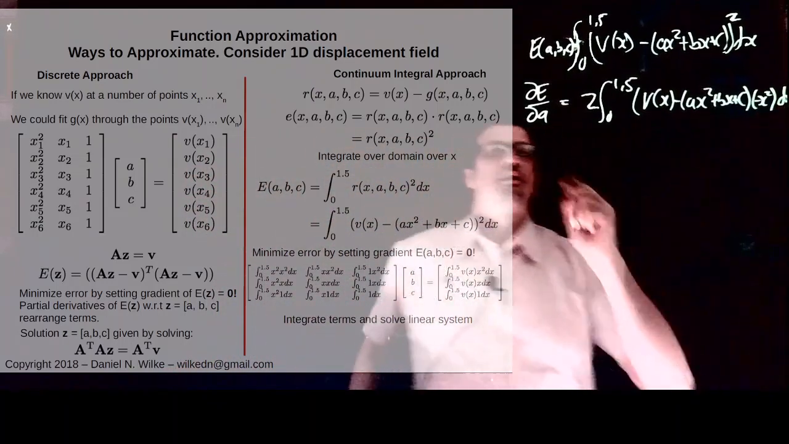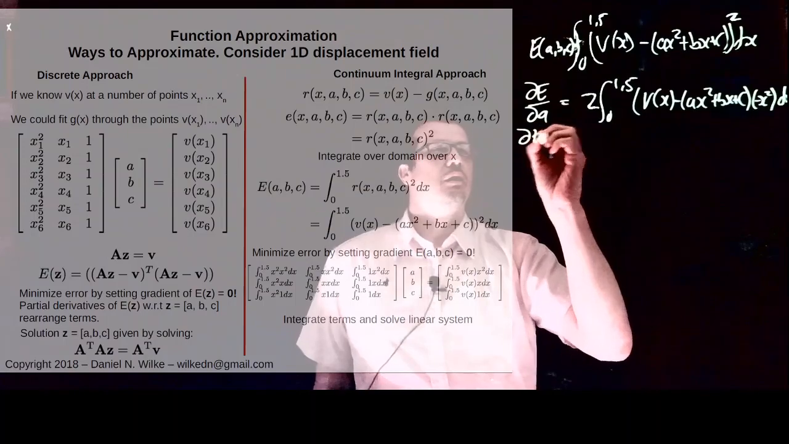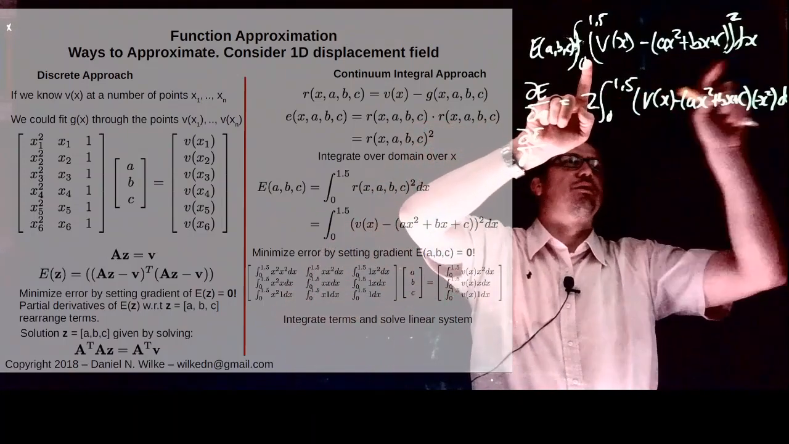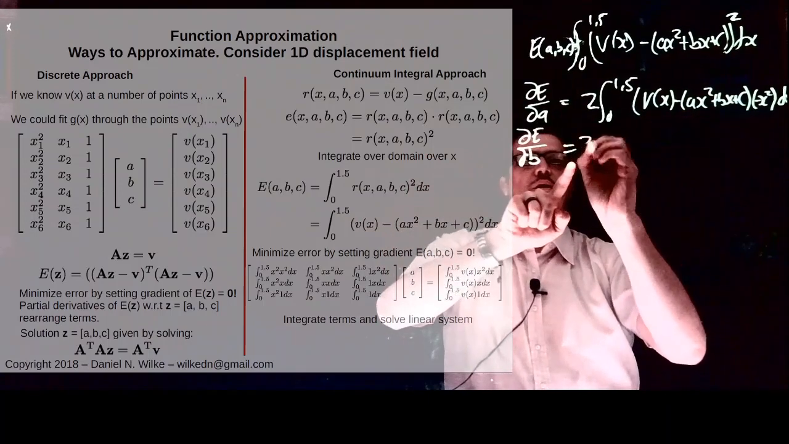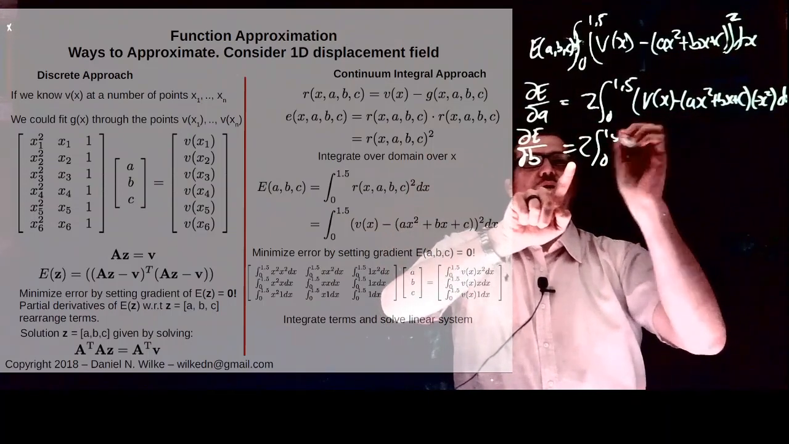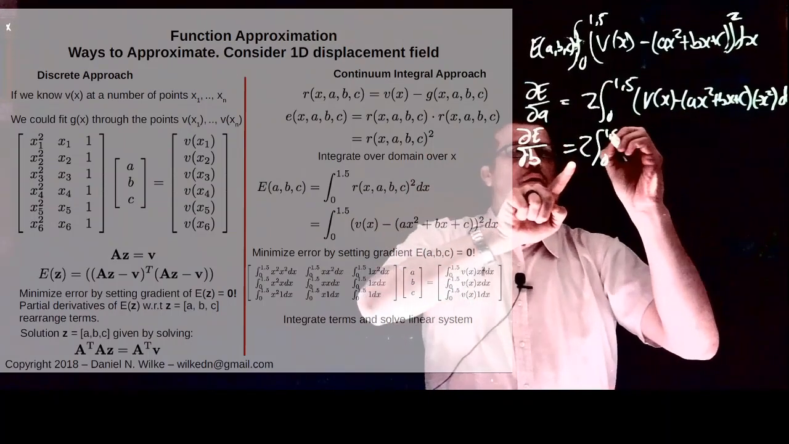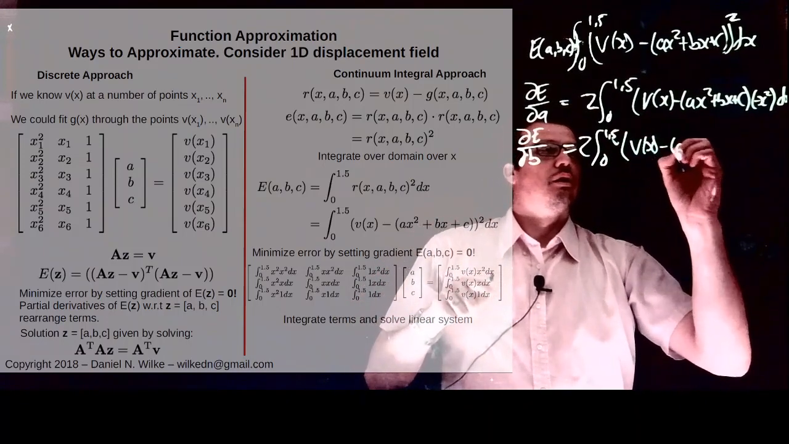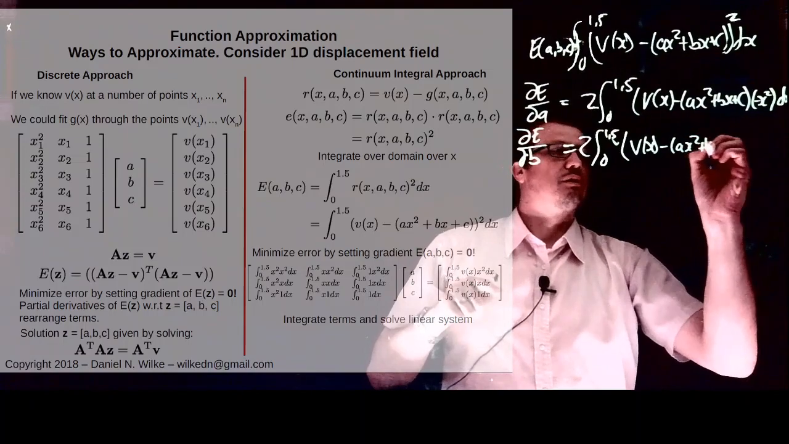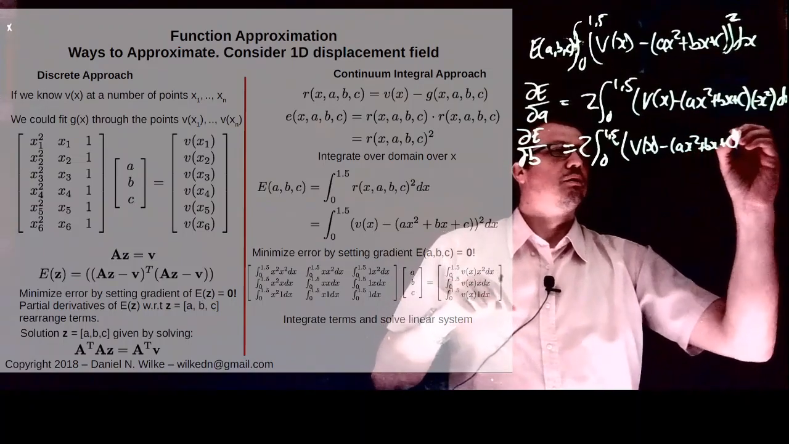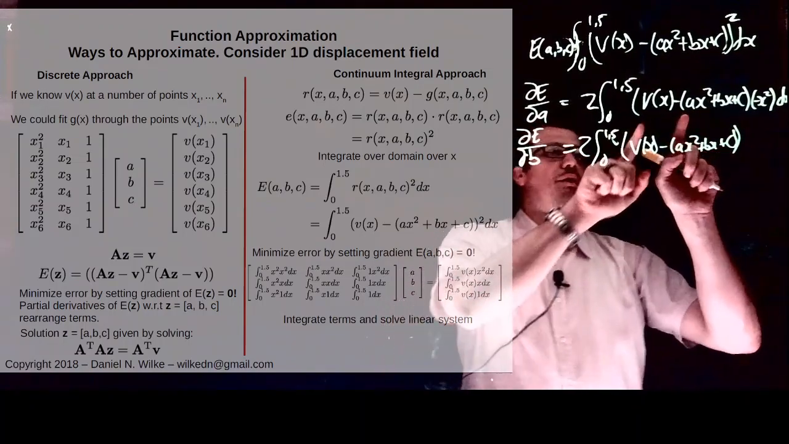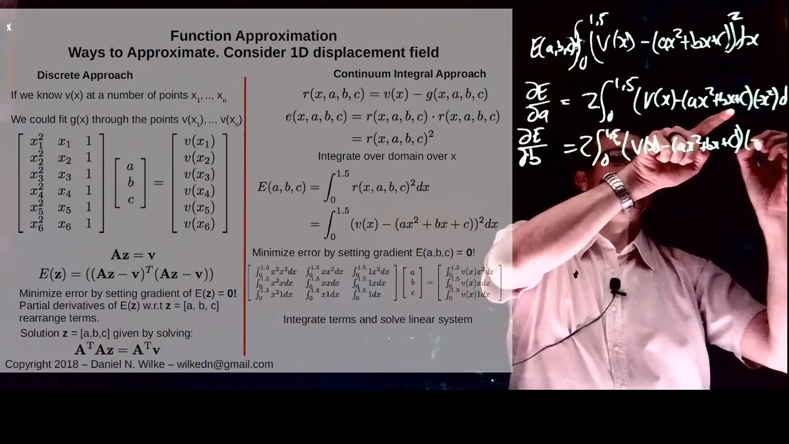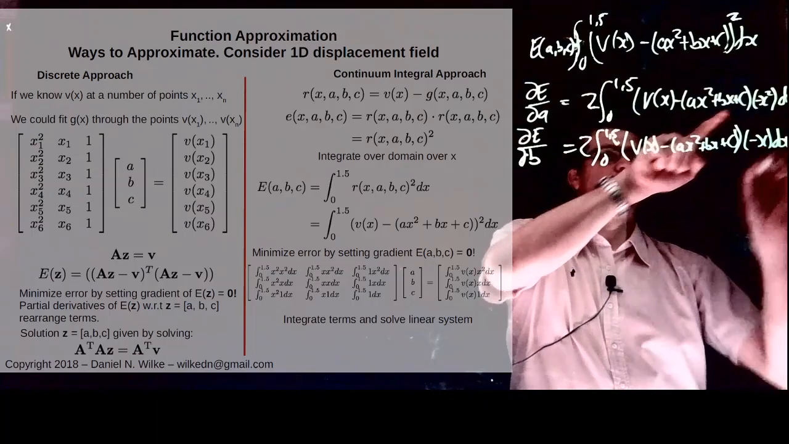If I ask what is the partial derivative of e with respect to b, it's again this whole thing squared, so it's 2 times the integral from 0 to 1.5 of v of x minus (ax squared plus bx plus c), and then the derivative of the inside. What is the derivative with respect to b here? It's just minus x dx. Remember the minus there.